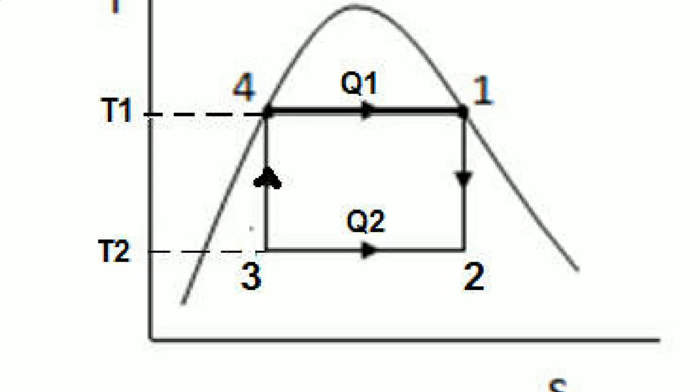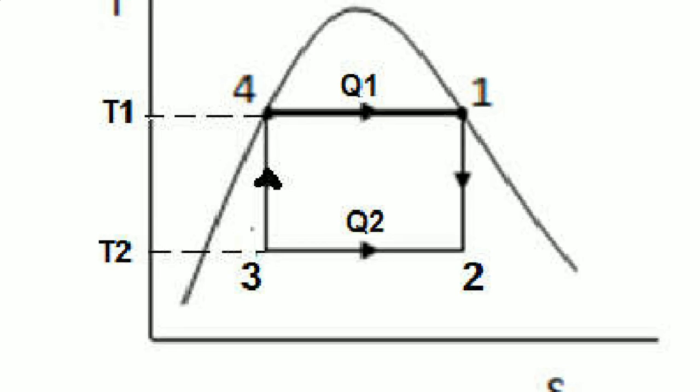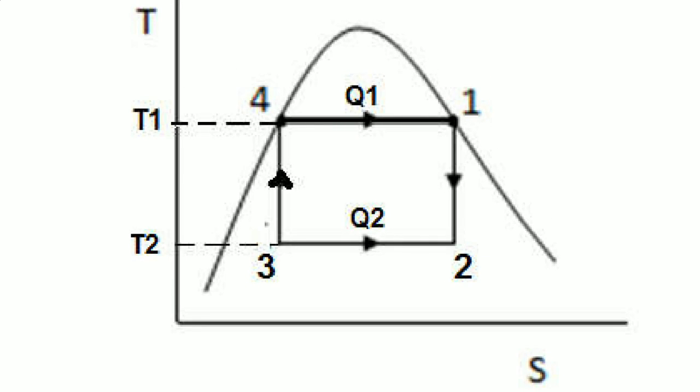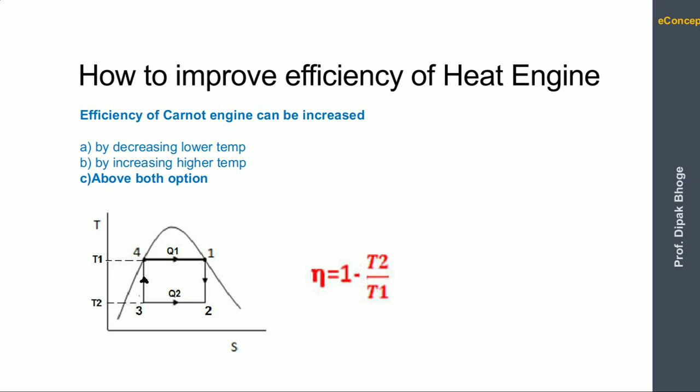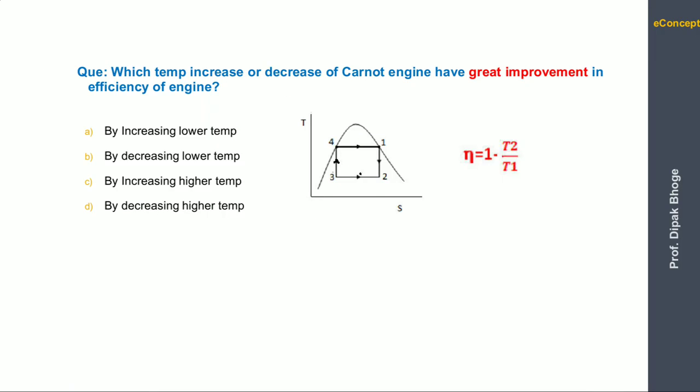Now in this diagram, if you increase the temperature difference, that is T1 minus T2, or the length between 1 and 2, if it increases in terms of temperature, then the efficiency of a Carnot cycle increases. So the thumb rule is, if you increase the temperature difference between T1 and T2, the Carnot efficiency increases.